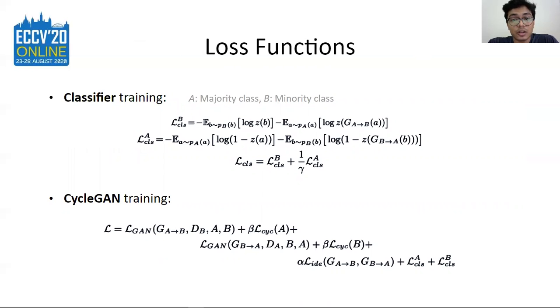Here are the details of the loss functions used to train the system. We use a weighted binary cross entropy loss to train the classifier, where gamma represents the imbalance ratio of the data, while an adversarial loss and cycle consistency loss for both the classes to train the CycleGAN along with an identity loss. A balanced binary cross entropy loss from the classifier is used to train the CycleGAN in the alternate mode of training for stability.